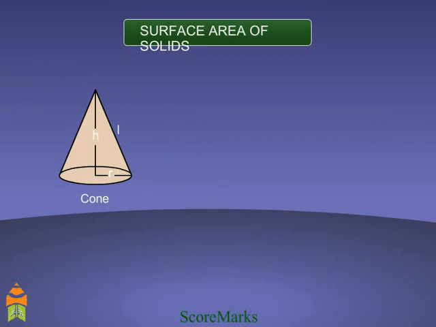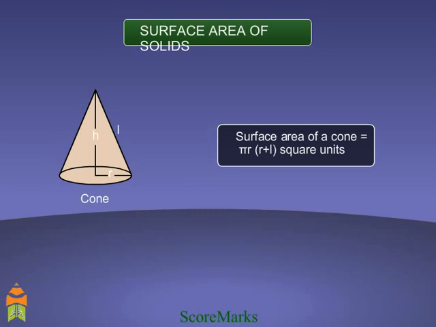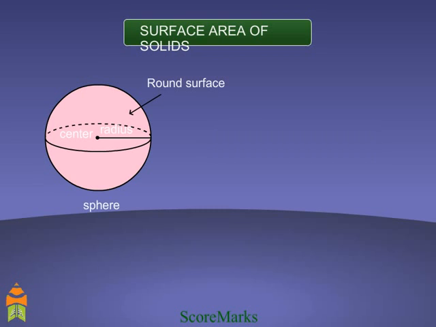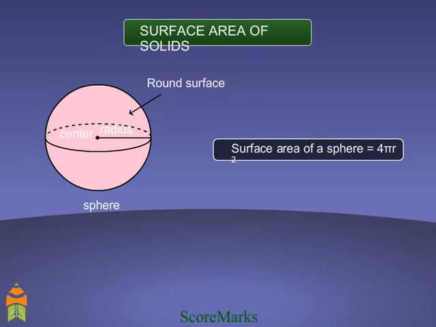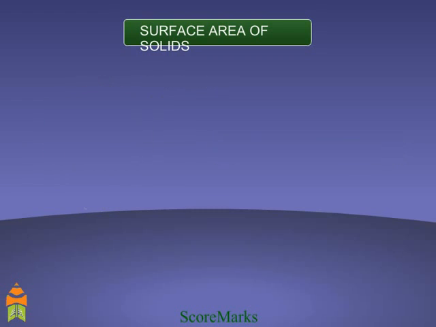A cone has 1 curved surface and 1 flat surface. Therefore, surface area of a cone is equal to pi r (r + L). A sphere is a solid in which all the points on the round surface are equidistant from a fixed point, known as the center of the sphere. Distance from the center to the surface is the radius. Surface area of a sphere is equal to 4 pi r square.